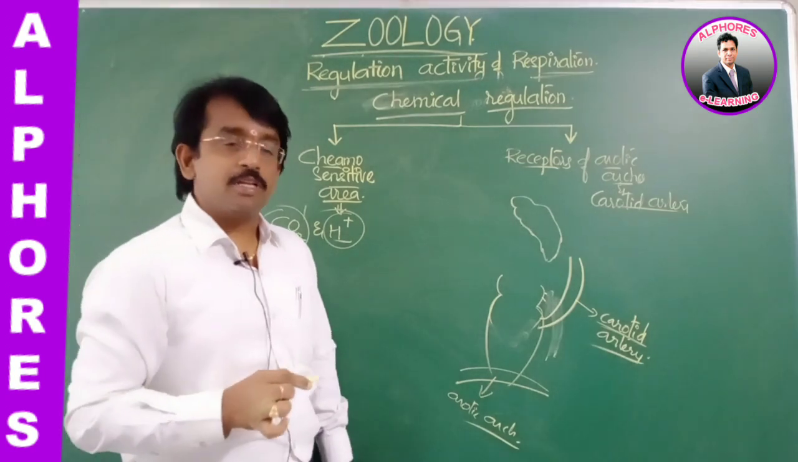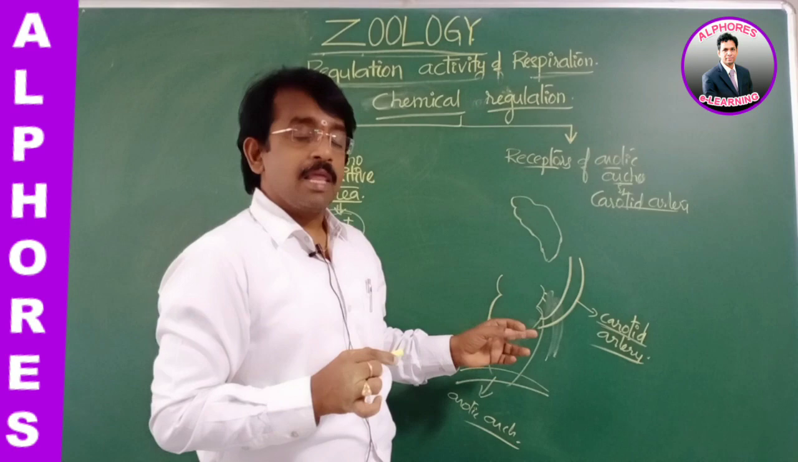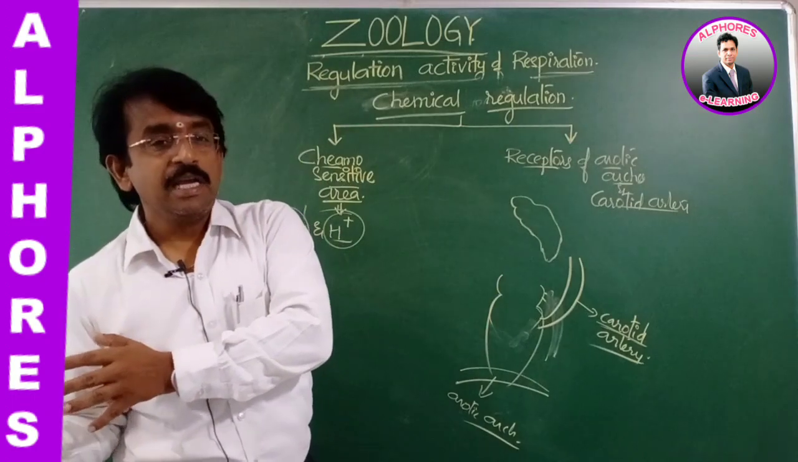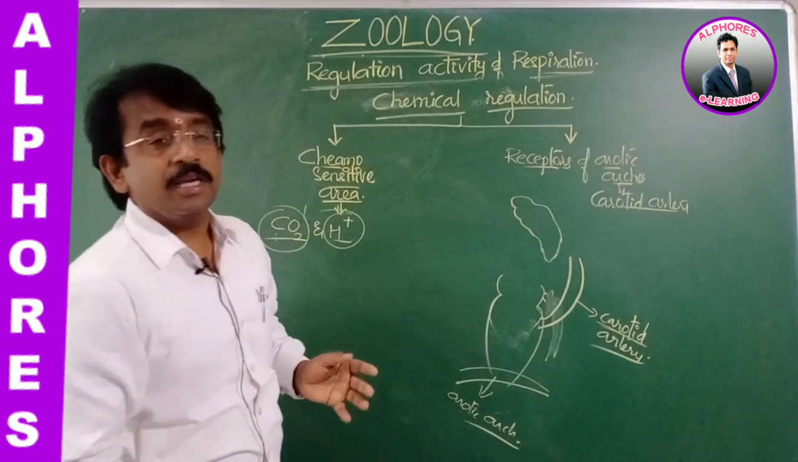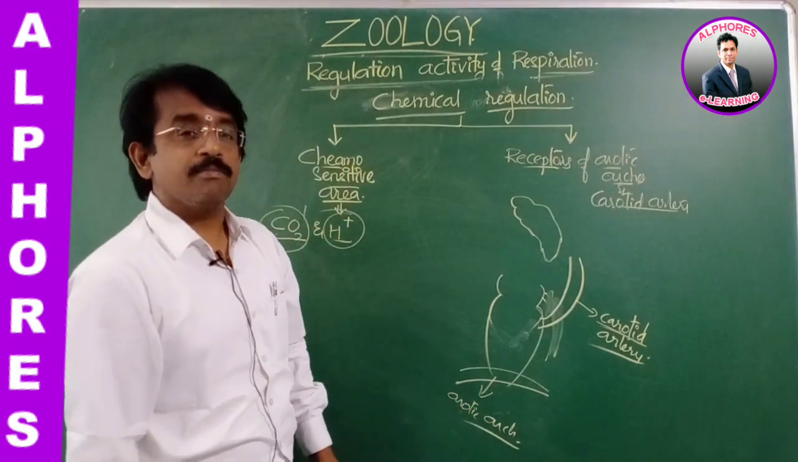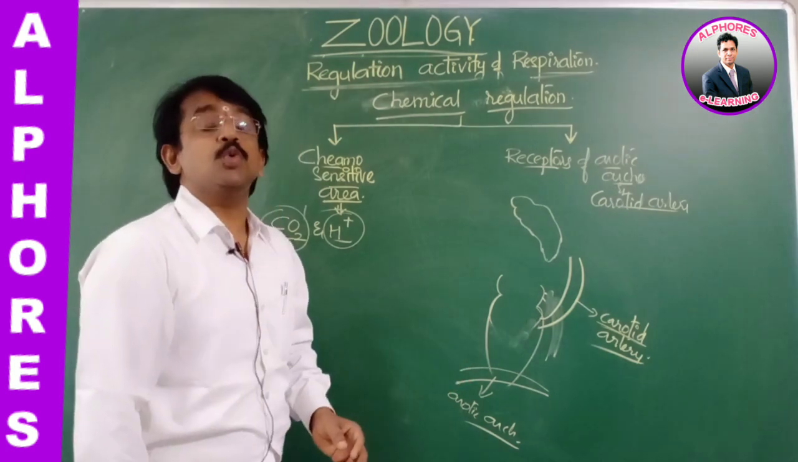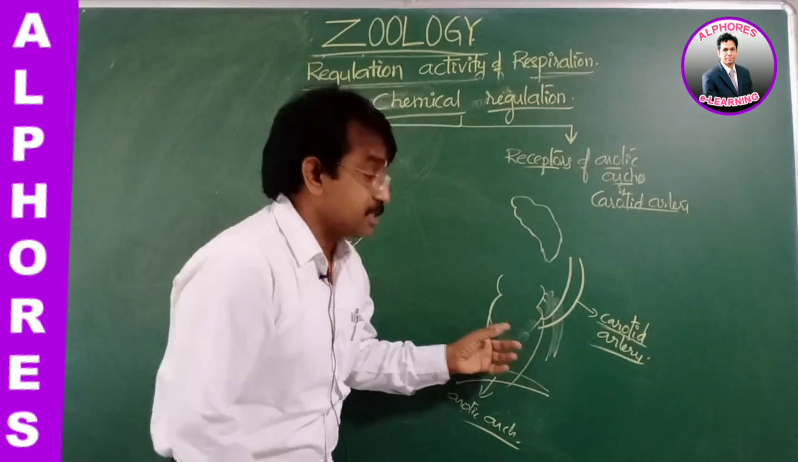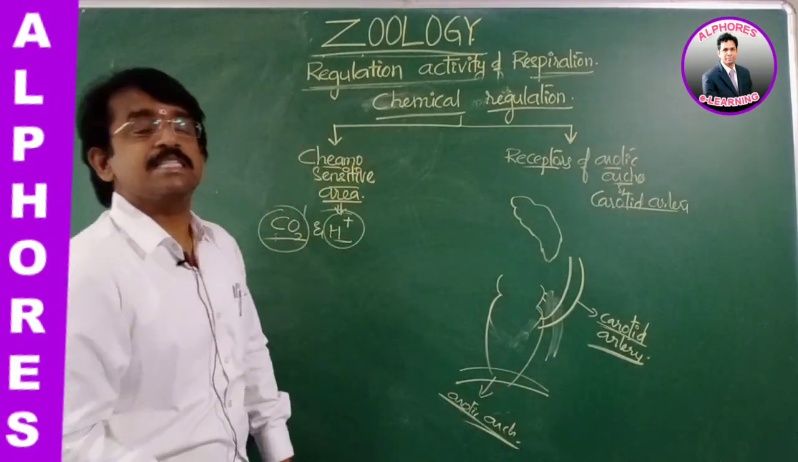In the circulatory system we discuss the arteries supplying blood from the heart to the different parts. In the same way, from different parts, veins are bringing blood to the heart. So the carotid artery and aortic arches, which are blood vessels, detect the CO2 and H plus. This is by receptors. Carotid artery and aortic arches are with the sensory receptors.